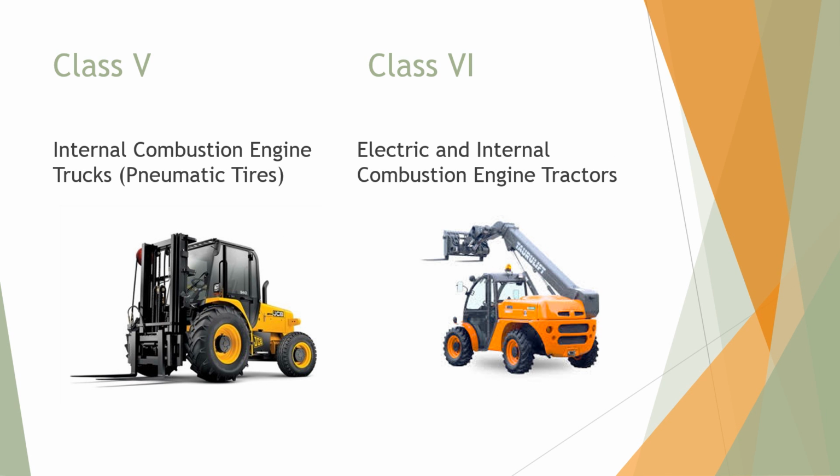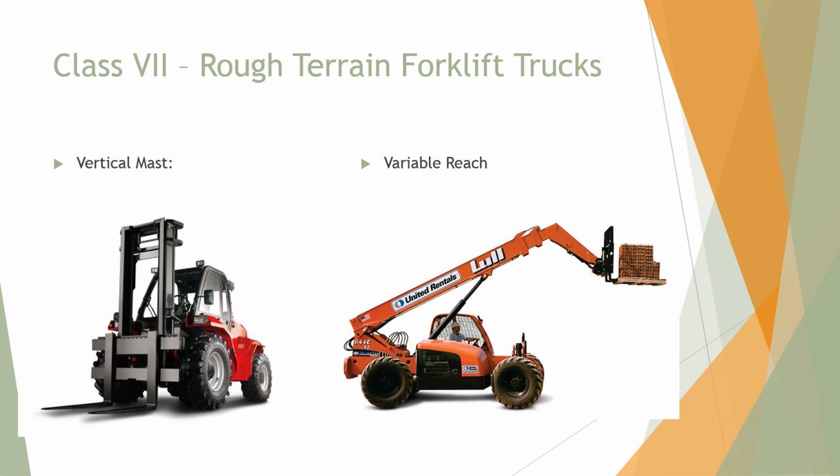Then Class 6 is going to be electrical or combustion engine, but these are the retractable, like tractors. The difference between Class 6 and the next one, Class 7, is that these are rough terrain, so these have much bigger tires. And what I'm showing here is the two variations of them, which is the vertical mast to reach high places, and then variable reach to drop a load somewhere where it's hard to reach.